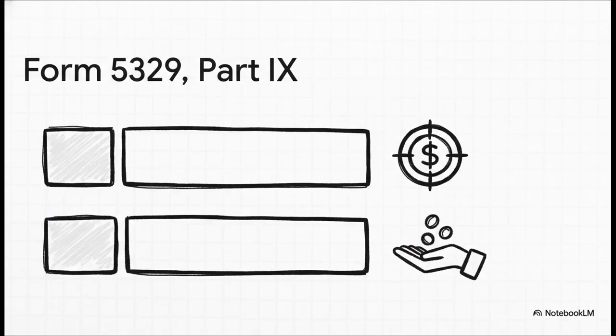Now, on the form itself, the first couple of steps are just simple data entry. Line 52 is for the amount that should have come out. Line 53 is for what actually came out, which might be zero. These two lines just establish the basic facts of what happened.